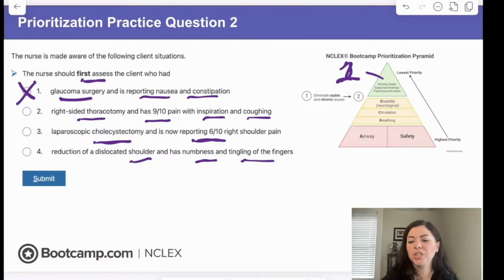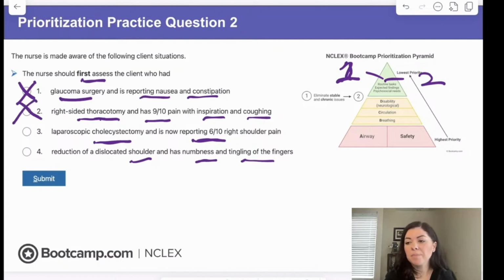So option 2, right-sided thoracotomy with 9 out of 10 pain with inspiration and coughing. If y'all recall, a thoracotomy is just an incision in the chest wall. Post-operatively, these clients typically have severe pain. That's why we have to watch them very closely for post-operative complications, because it's very painful for them to cough and take deep breaths. So they're at risk for atelectasis, pneumonia, that type of thing. But it is an expected finding after the surgery. The client, once again, typically has very severe pain. So that's also an expected finding.